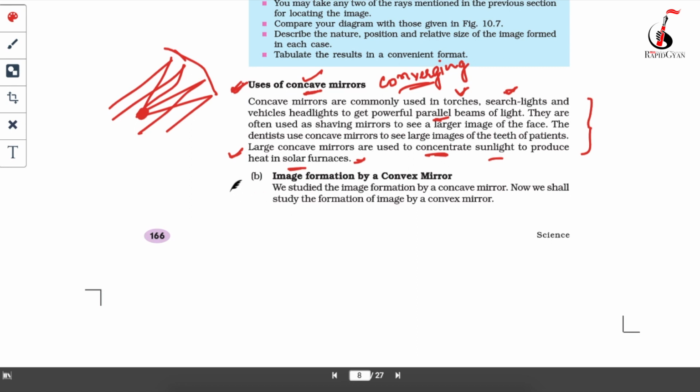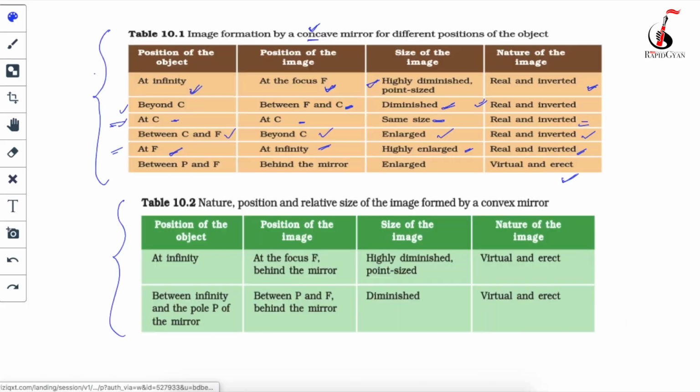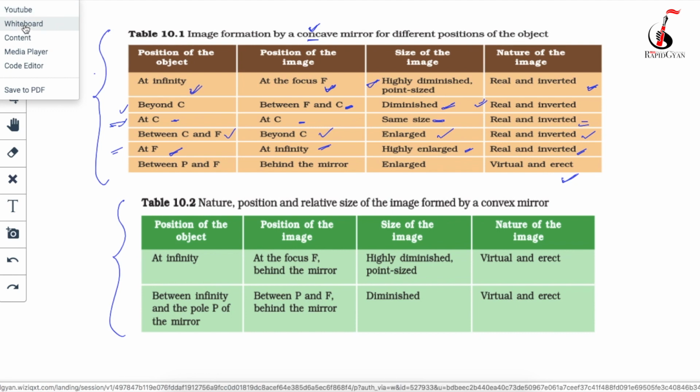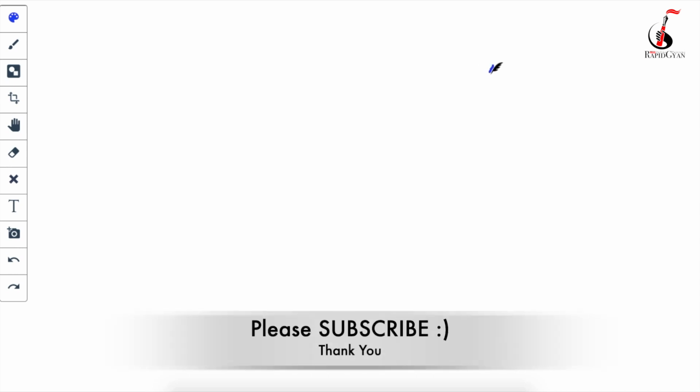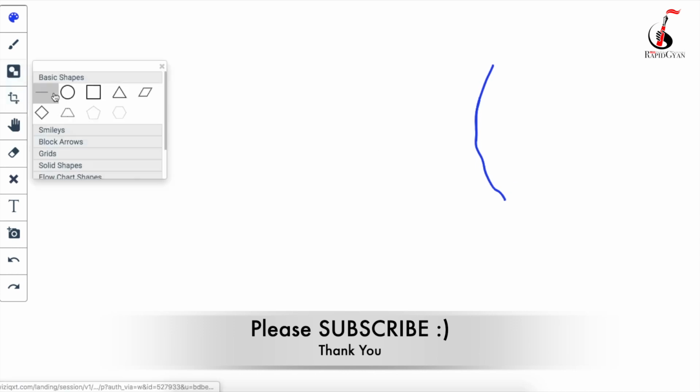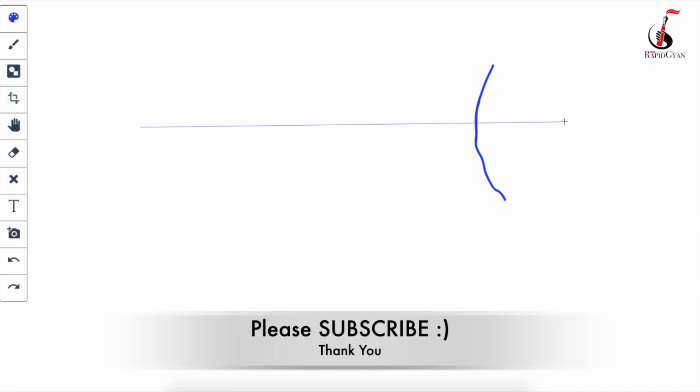Now we'll go and study the image formation by a convex mirror. In the convex mirror only 2 cases are there. I will explain why only 2 cases are there. So first we will study the position of the object. Let me draw the mirror. So this is going to be your convex mirror. Let me draw the principal axis first. So this is going to be your principal axis.